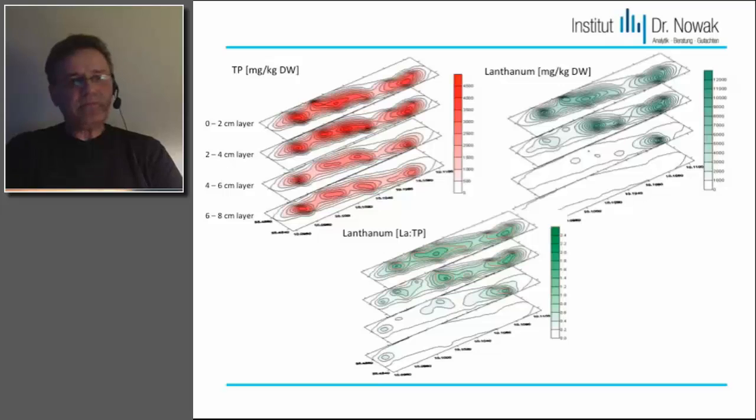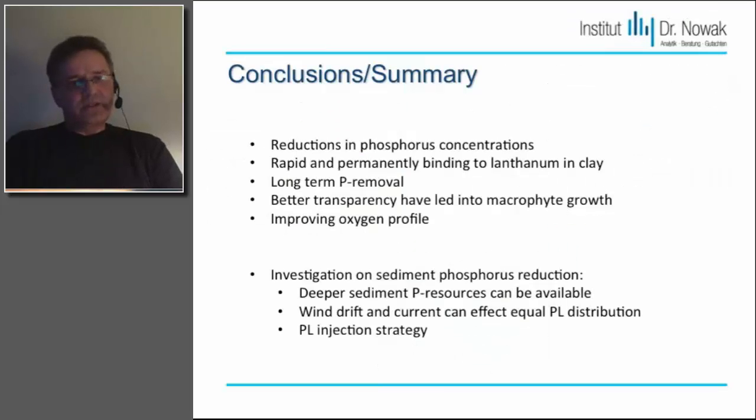In our conclusion, we can create a good reduction in phosphorus concentration with Phoslock. We have a rapid and permanent binding to lanthanum and can create long-term P removal. We create better transparency, and that leads to macrophyte growth, and that will improve the oxygen profile.